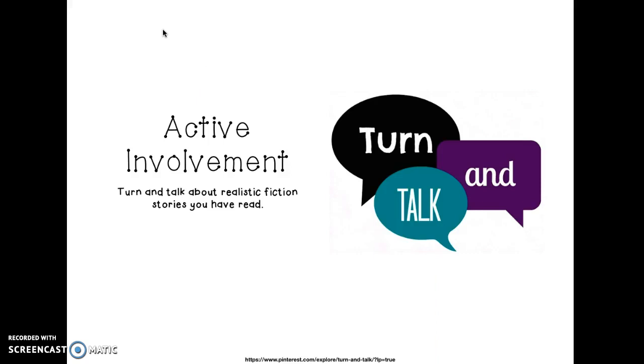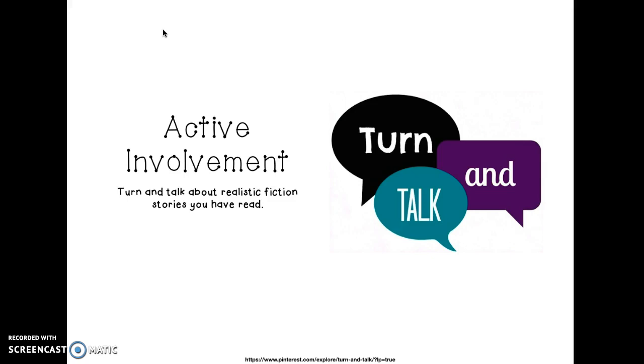Turn and talk about realistic fiction stories you have read. Maybe you have read the Junie B. Jones series. Think about Junie B. Jones for a moment. She isn't a real person, but she could be. She experiences real life things that we do. She goes to school. She has friends. She has a mom and a dad and a sibling. And she kind of goes through some things that you guys go through in your real life.